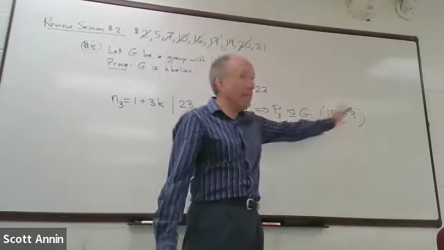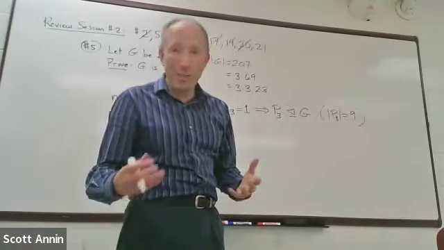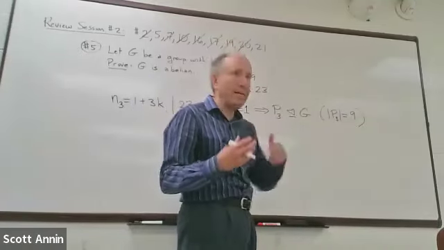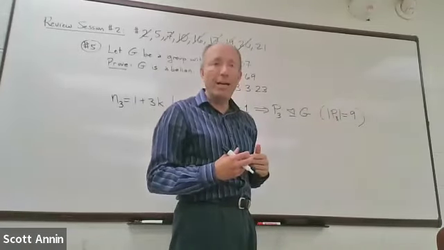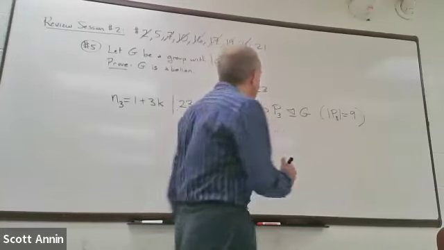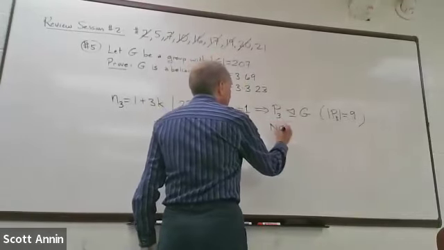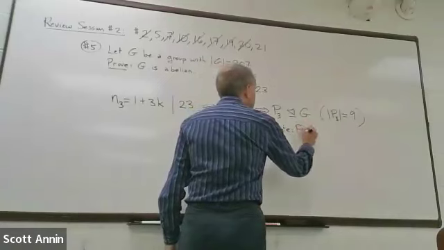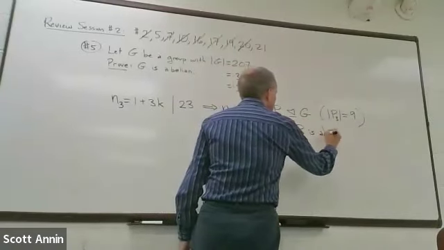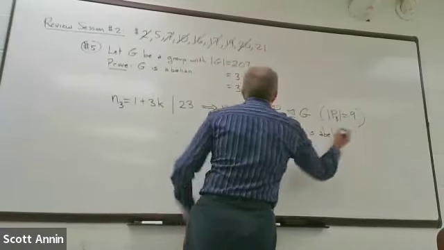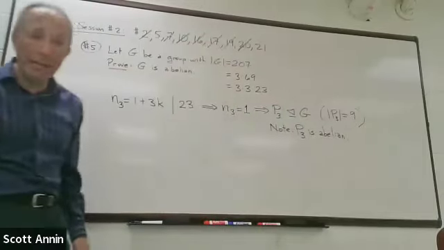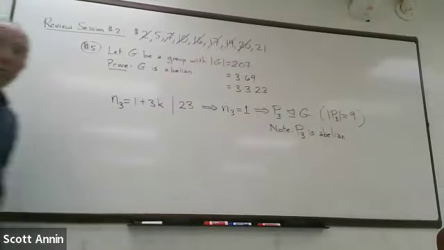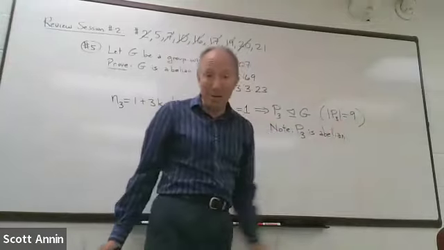Guys, any group of size 9 is always abelian. It is size p squared, right? Any group of size p squared is always abelian. So let's just note that as well. I'm going to note that P3 is abelian. Remember, we're trying to prove that G itself is abelian, so it's nice to know that at least P3 is already abelian.